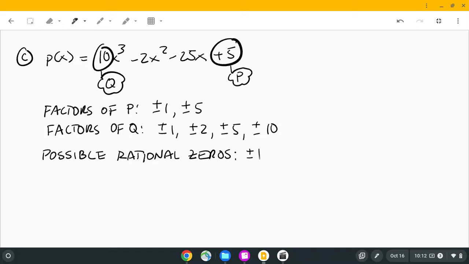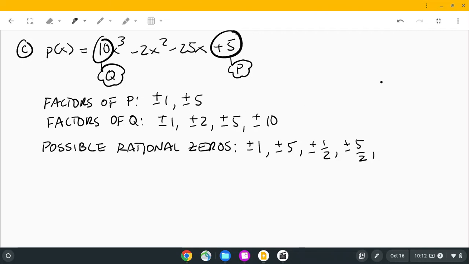All right, so plus minus 1 over 1, that's just 1. Plus minus 5 over 1, that's just 5. And now I have to do them all over 2. So plus minus 1 over 2, plus minus 5 over 2. And then I've got to do all of these over 5. So that's plus minus 1 over 5, plus minus 5 over 5. But 5 over 5 is 1, right? And we already have 1, so I don't need to write this one.